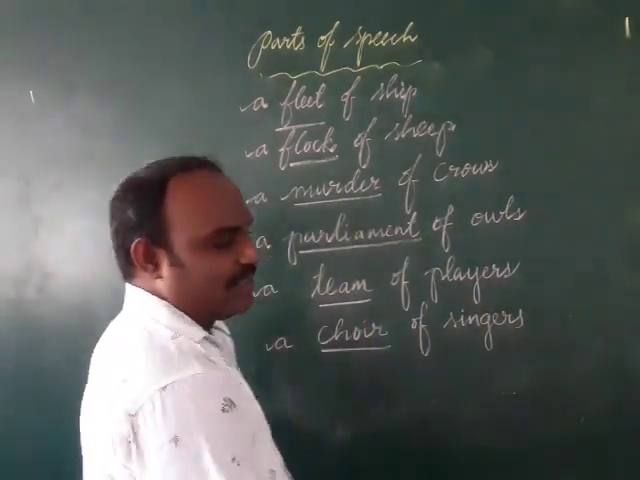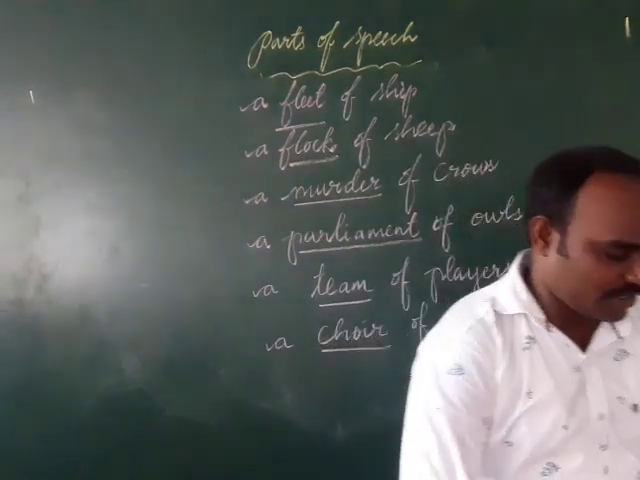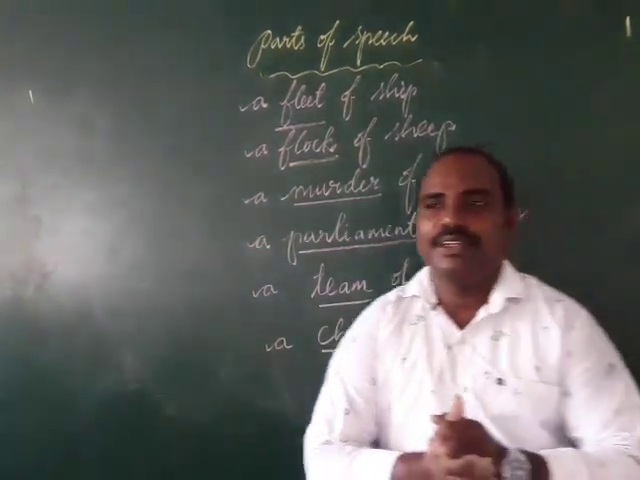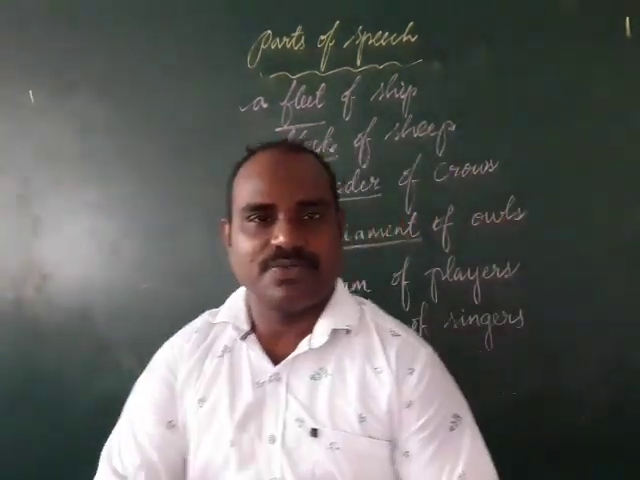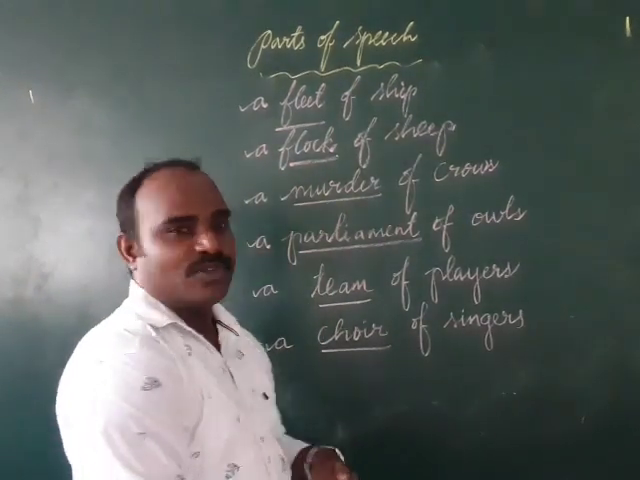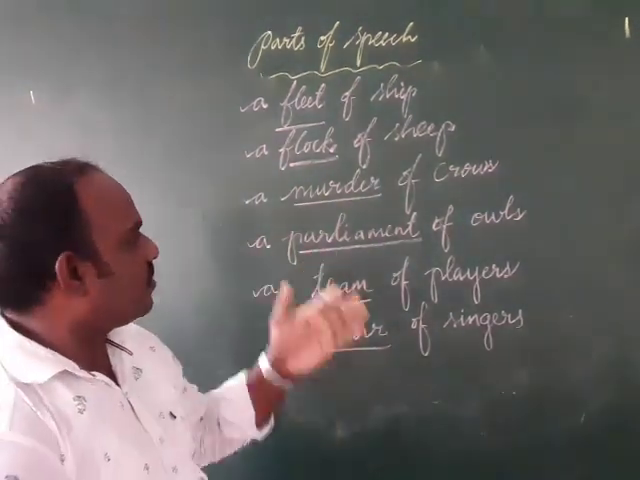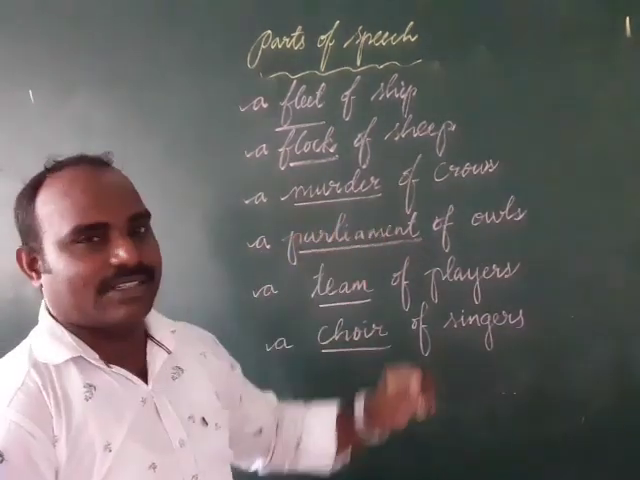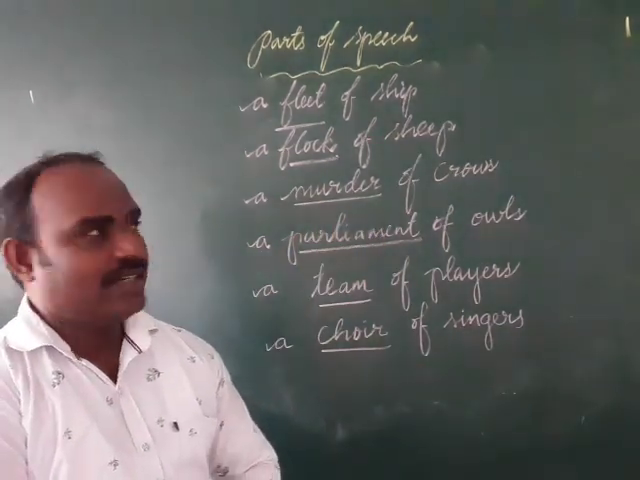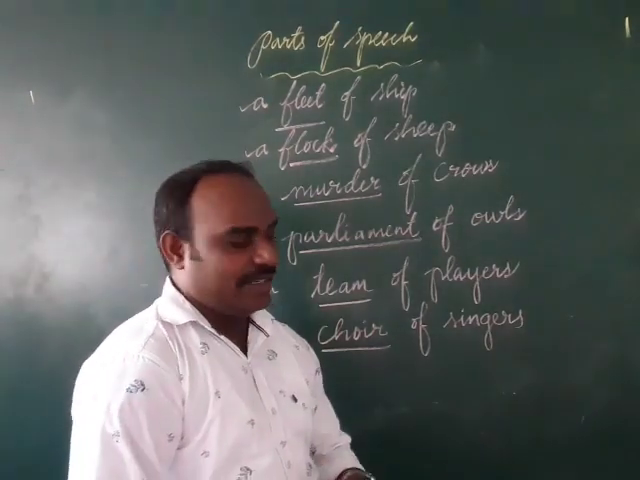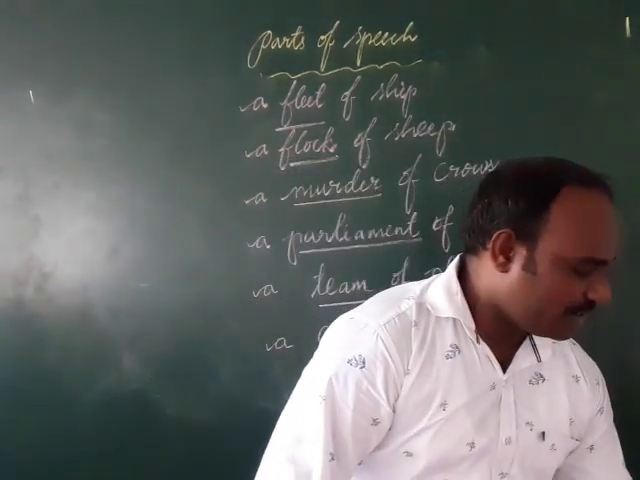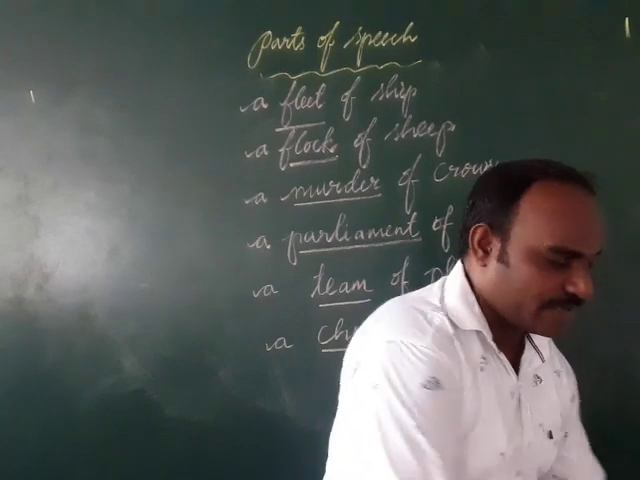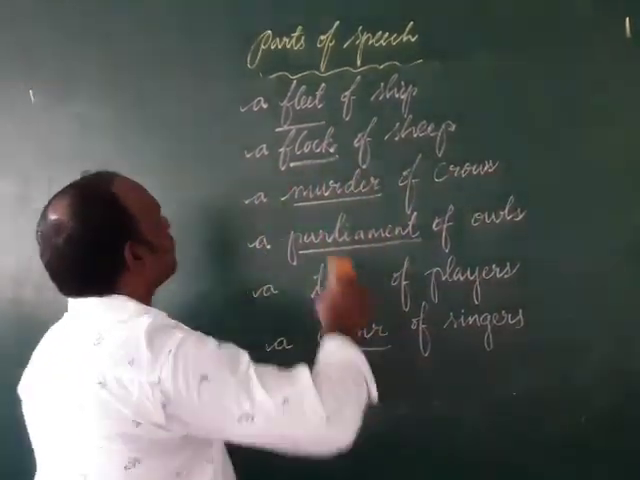Okay, so these are some examples of collective nouns. We need not say group of fish, group of tigers, group of elephants, group of owls, group of crows. Simply we say it this way, a murder of crows, that's it. Right? Next, we are learning the fourth type of noun, material noun.